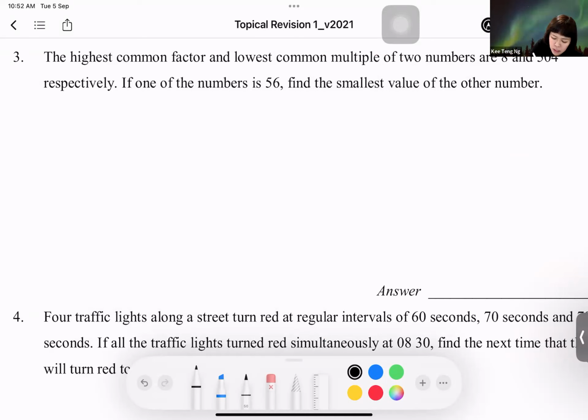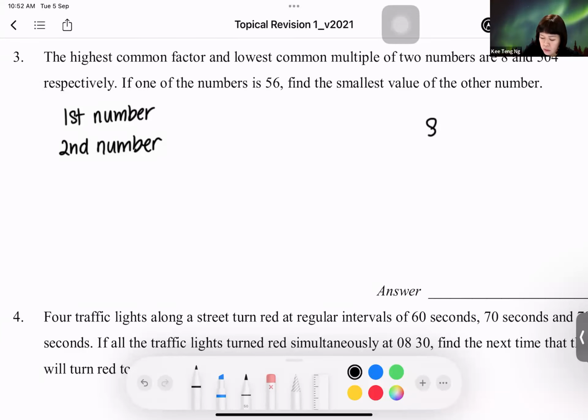So firstly, I have my first number, and then I have a second number. Both numbers I don't know. They want me to guess the number. And they tell me that the highest common factor is 8. So we always start with the common factor first because that's the minimum factor that we should have.